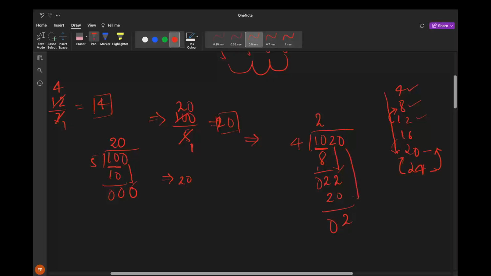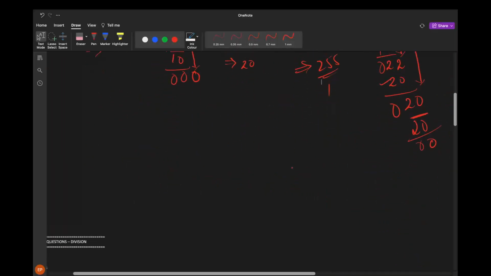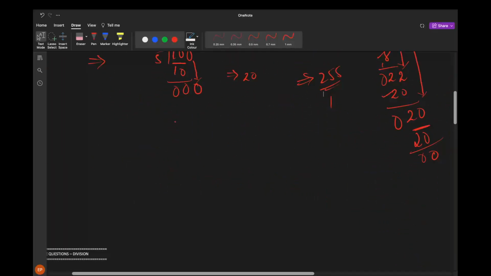Next take this digit also, 0. How much did it become? 20. 20 is there in the 4 table. 4 fives are 20. Here I forgot to write 5 before. So 4 fives are 20, this 20. 4 twos are this 8. Now 4 fives are 20 again. 20 minus 20, 0. The answer will be 255, sorry, 255. Okay. Let me consider some more examples.